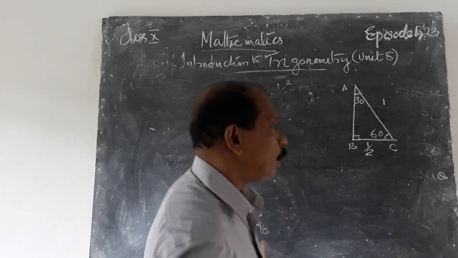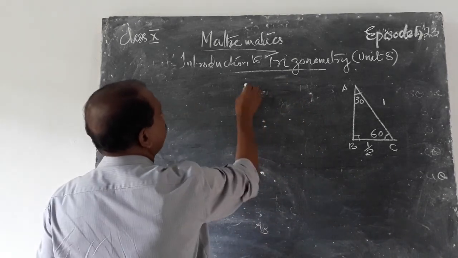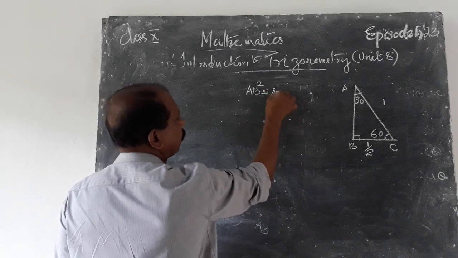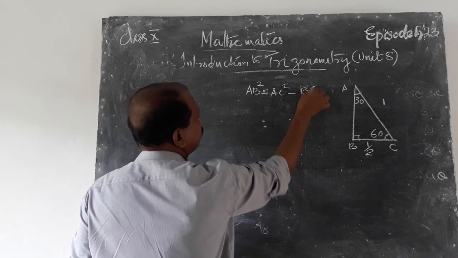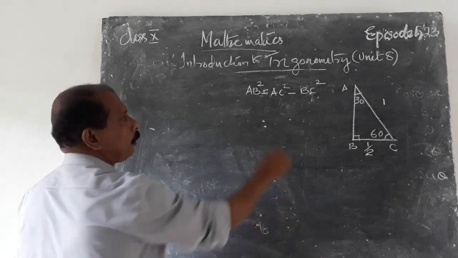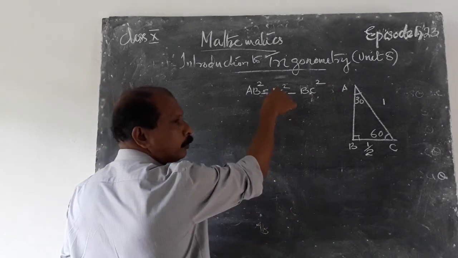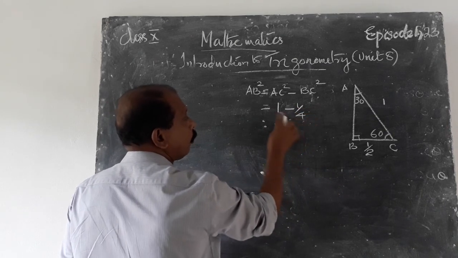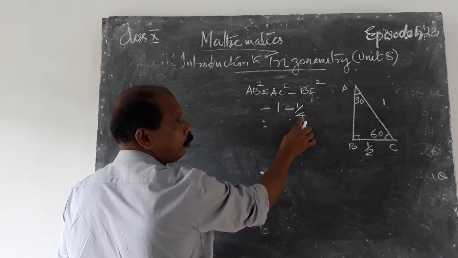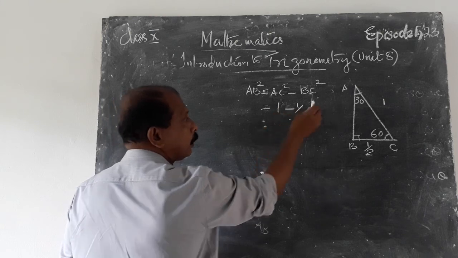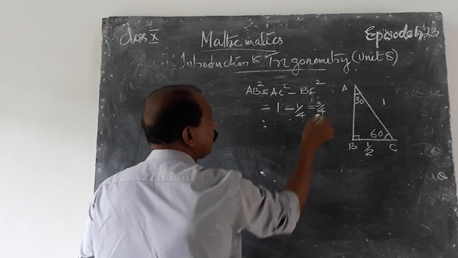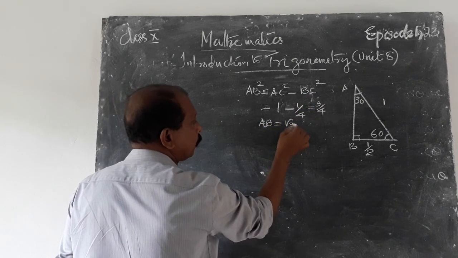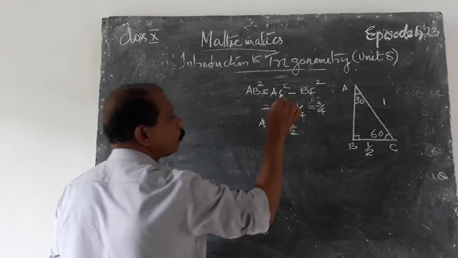Then what is the altitude? AB square is equal to hypotenuse square minus base square, that is Pythagoras theorem. AC is the hypotenuse, it is 1, minus 1 by 2 square, which is 1 by 4. 1 minus 1 by 4, LCM 4, 4 into 1, 4 minus 1, 3, that is 3 by 4. Therefore, AB is equal to root of 3 by 4, that is root 3 by 2.